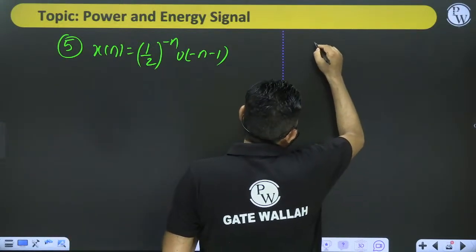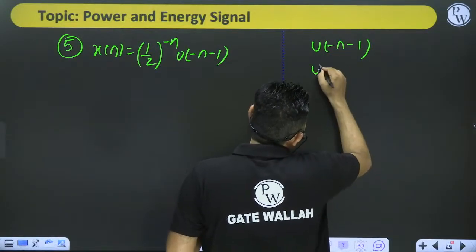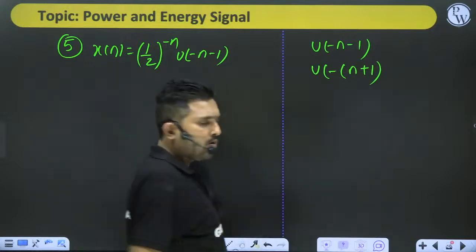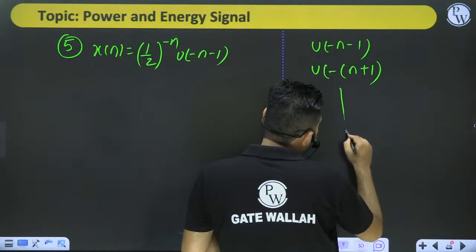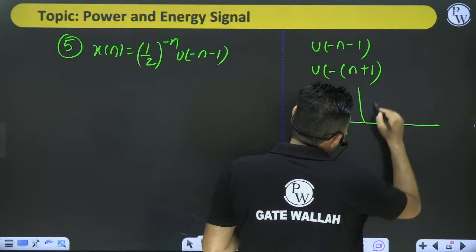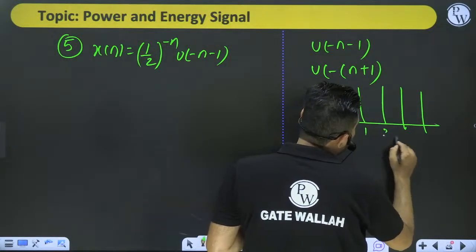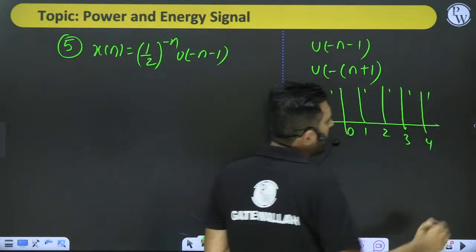See, the limit is u minus n defined by this one, u minus n minus 1, u minus n plus 1. Let's start now. See here, un is this. You know that this is my un. It is 0, 1, 2, 3, 4, 1, 1, 1, 1, 1. What we have to do?